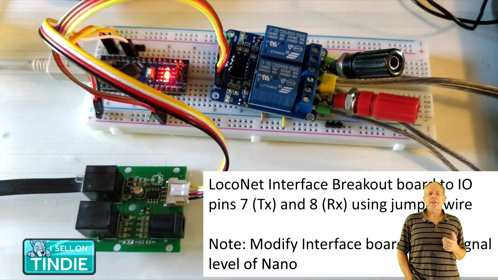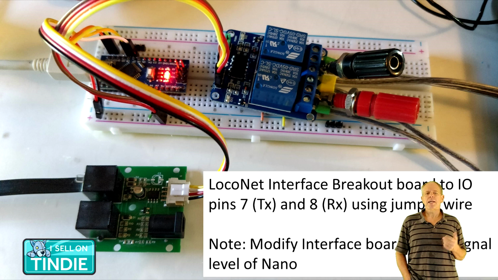With the relay working, I now connect the LocoNet Interface module. On one side I connect LocoNet, obviously, and on the other the ground port jumper cable. 5 volt and ground go to 5 volt and ground of the Arduino, and the white and yellow wires, which are transmit and receive, go to I/O pins 7 and 8 of the Arduino.